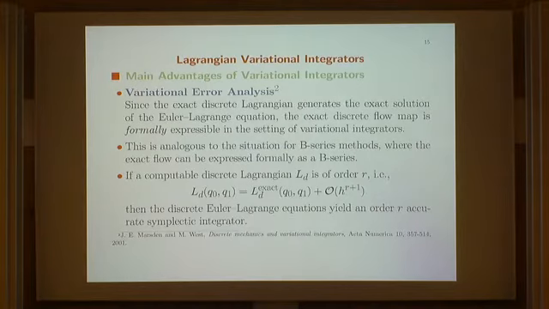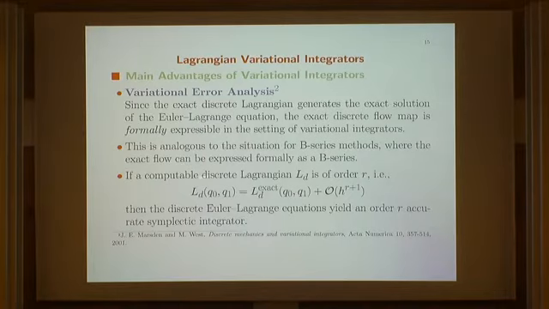The other thing has to do with error analysis. We said that there is this exact discrete Lagrangian, which you can't compute, but which nevertheless generates the exact flow of the Euler-Lagrange equations. So in this category of discrete Lagrangians, there is an object which generates the exact solution you're trying to approximate. You can ask the following question: if your computable discrete Lagrangian approximates the exact discrete Lagrangian to a certain order of accuracy in the time step, does that give you a numerical method with the same approximation properties?